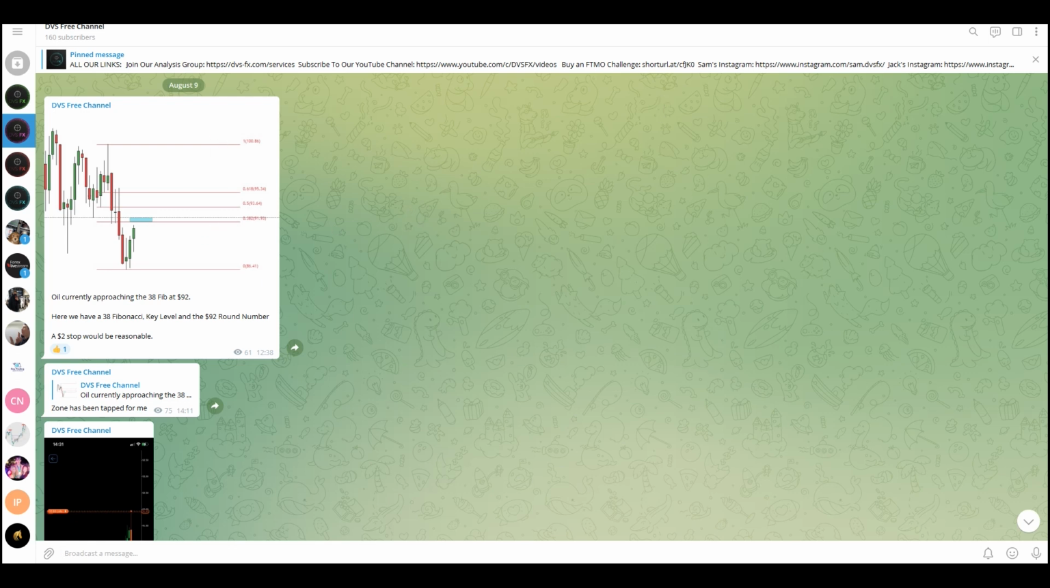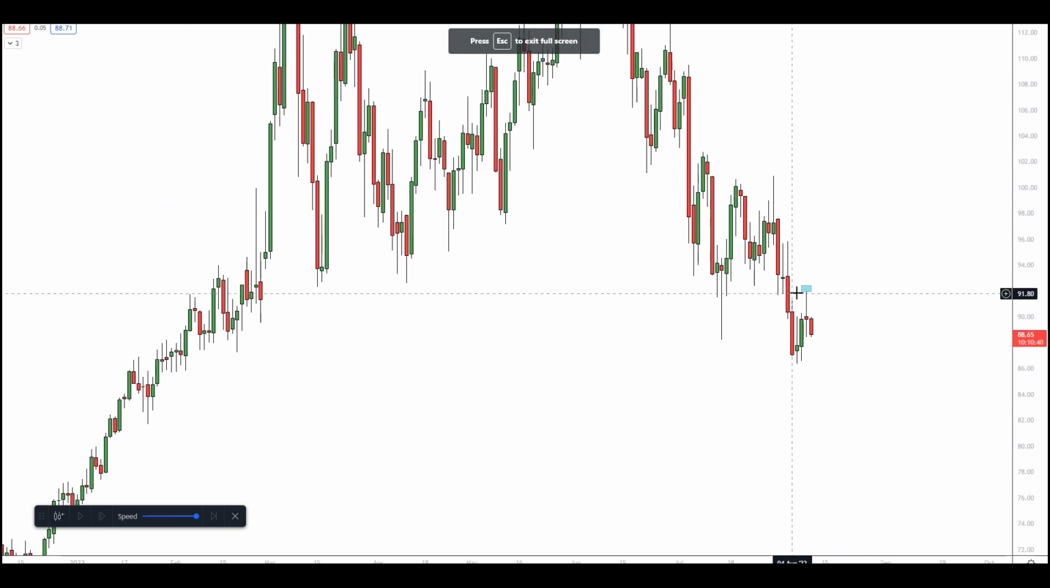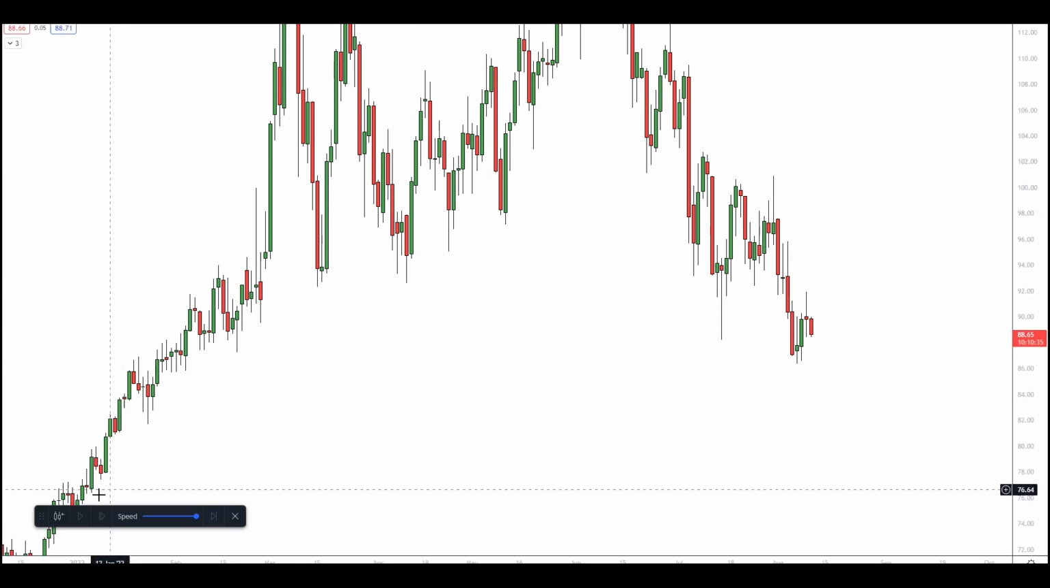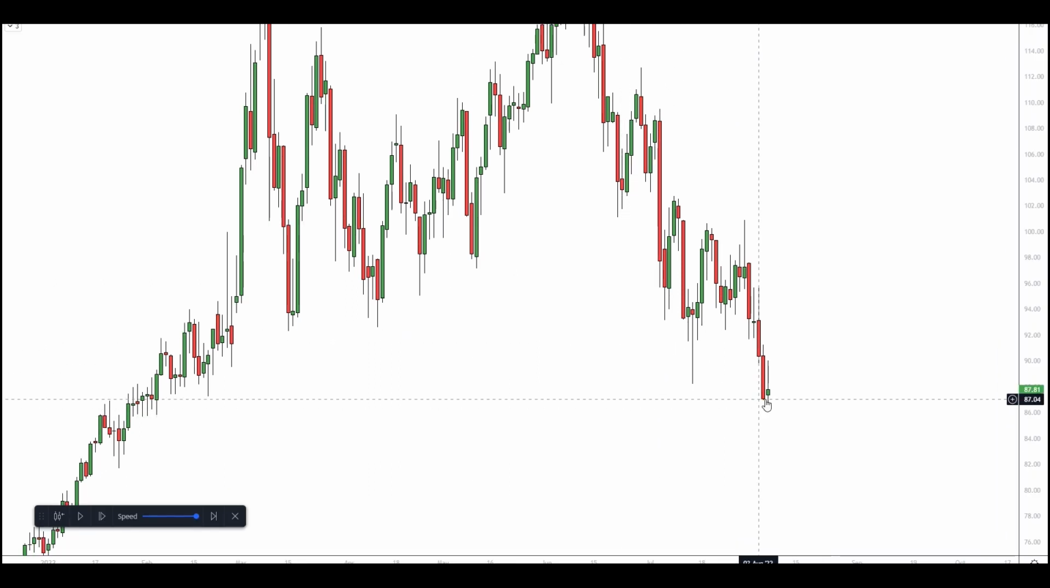So with this here, I'm going to quickly break down the oil trade. I want to make it as quick as possible because at the end of the day, I don't want to waste your time. This little zone here is where we took the trade from. However, what I want to do is start the analysis from the point we saw the trade. So we were looking at oil and we did actually get a pullback in the form of this candle here.